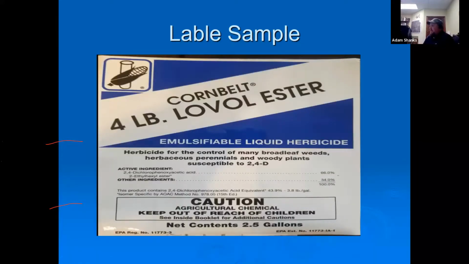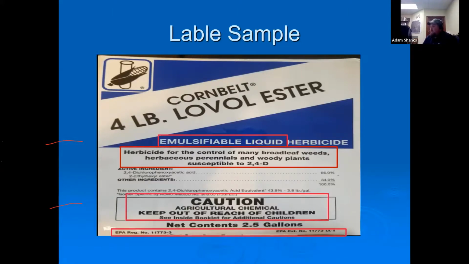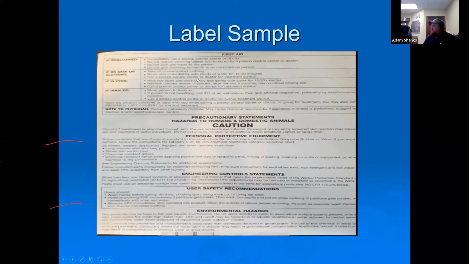I took this one, again, a 2,4-D label. It's an emulsifiable liquid, so it's a concentrate that you have to mix with water. It tells you what it controls, its active ingredients. It's a caution, and there's the EPA registration number, and it was a 2.5 gallon container. Then inside, the first page is the first aid, what to do if there is contact, and personal protective equipment.